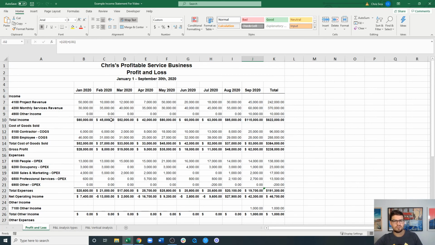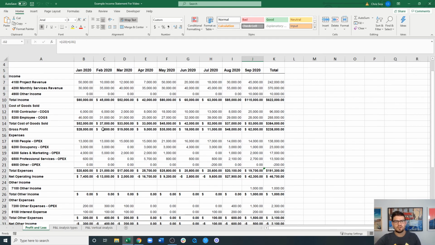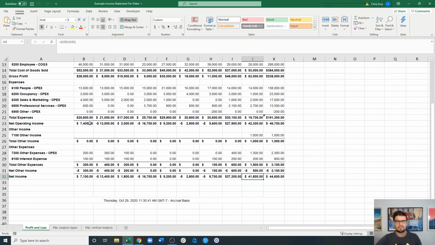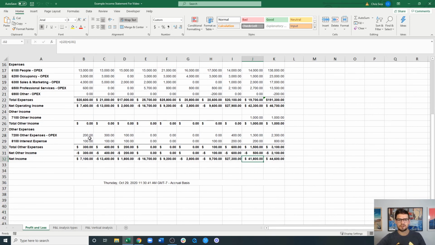So overall structure of a P&L is that we've got our income accounts, we've got our cost accounts, we get gross profit from that. Then we have operating expenses. Once we pull those out of gross profit, we have net operating income. And then after that, we take out our other income and other expenses to get our net other income. We take the net other income out of our net operating income to get our true net income or bottom line. That's net income before tax. And that gives you the structure of an income statement.